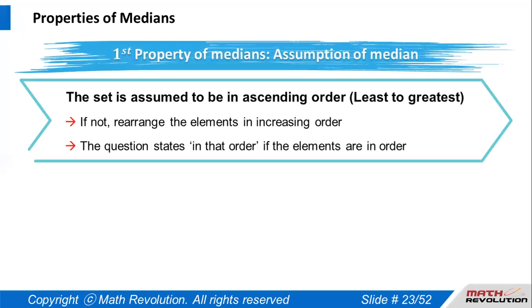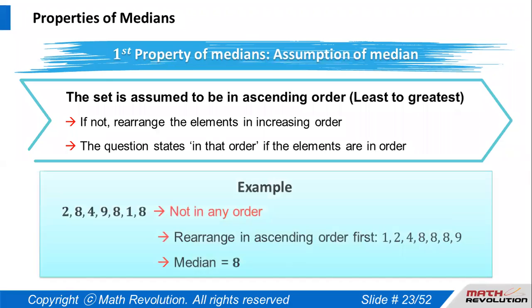So the first property is the assumption of median. Understand, a set is assumed to be in ascending order, least to greatest. If not, then rearrange the elements. If your question says the elements are in that order, then they are in order. This is something you have to be very well aware of before jumping into calculations. Make sure your order is there. Like it says 2, 4, 8, 2, 8, 4, 9, 8, 1, 8. It's not in any order.